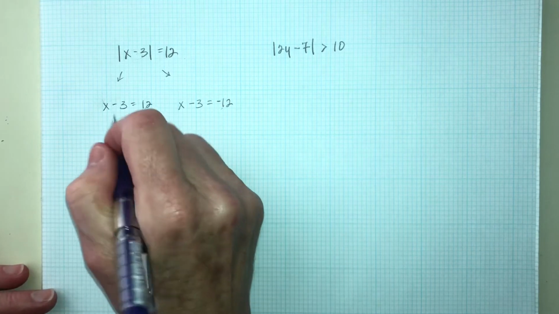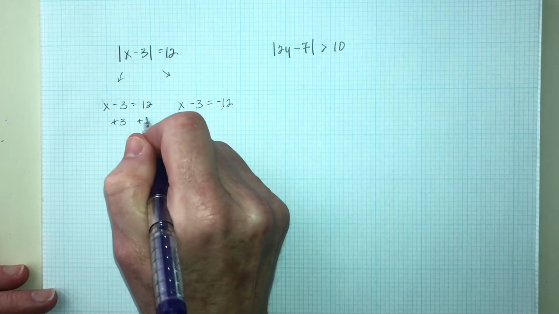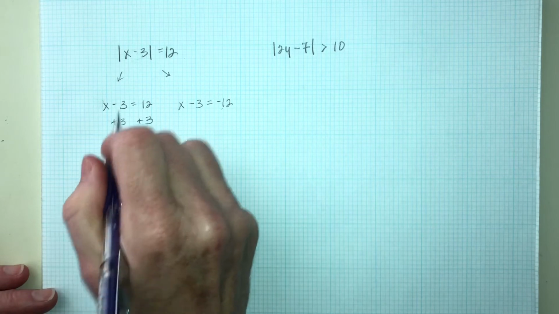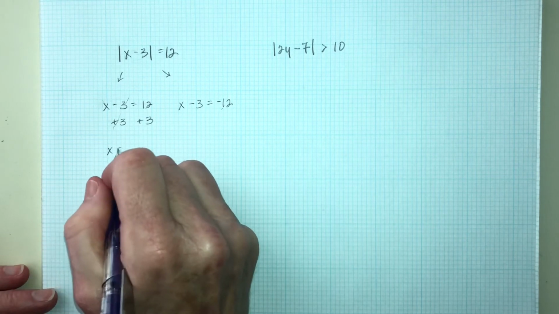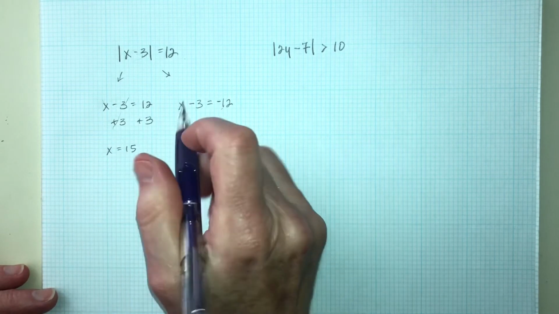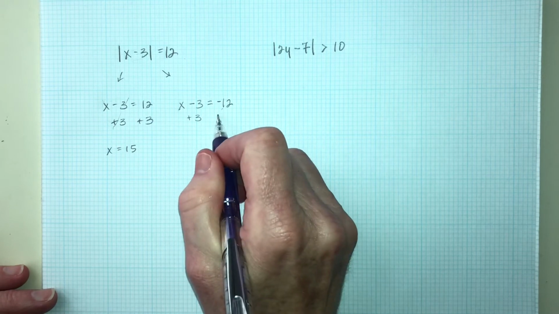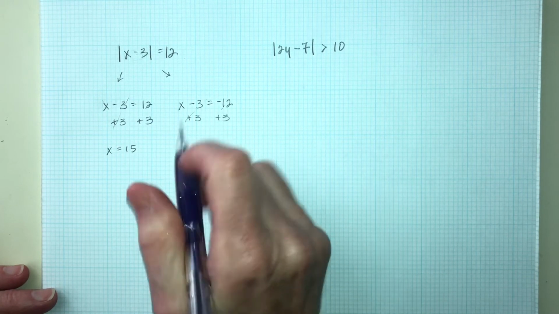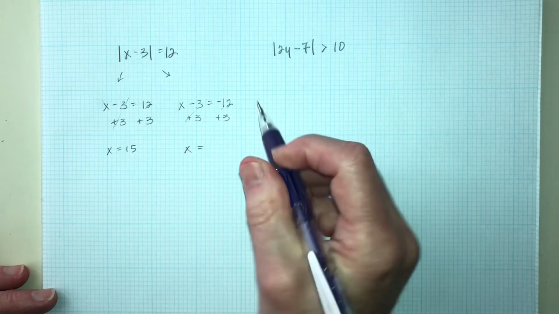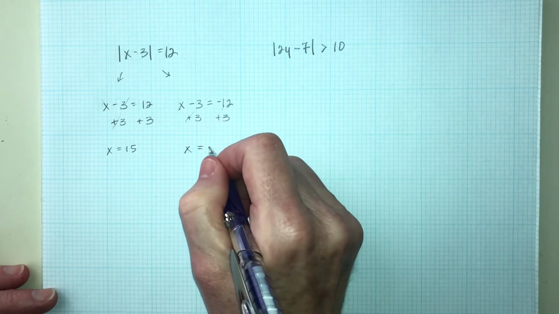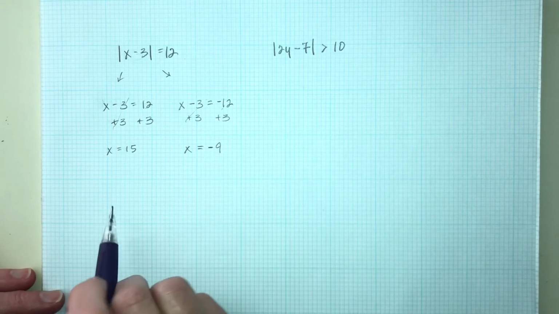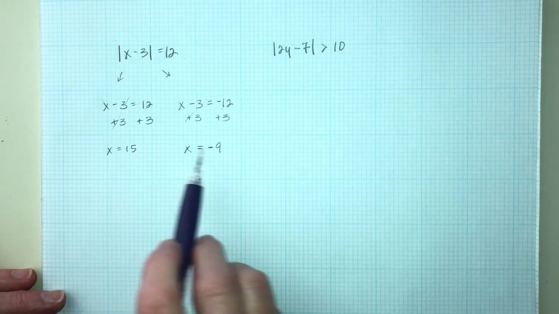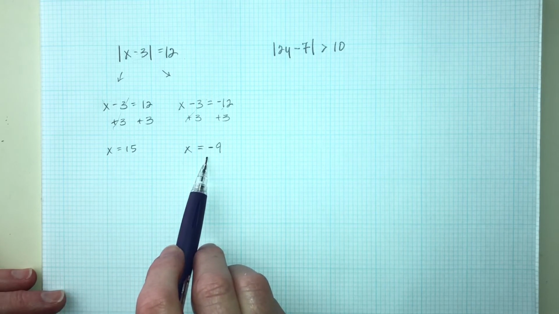And then we solve each one as usual. I'm going to add 3 to both sides here. Those cancel, and that gives me x equals 15. For one solution, over here, I'll add 3 to both sides. Those cancel, and then that gives me x equals, well, negative 12 plus 3 gives me negative 9. So my solutions for this one are x equals 15 or x equals negative 9.